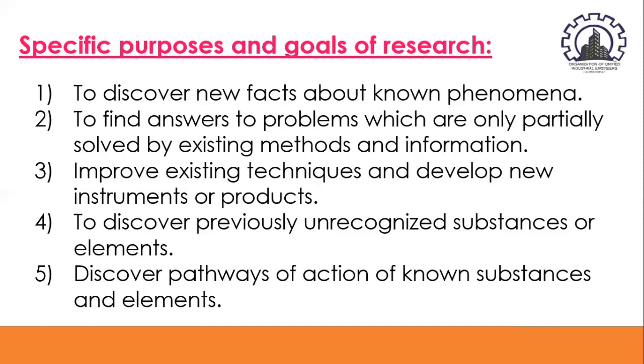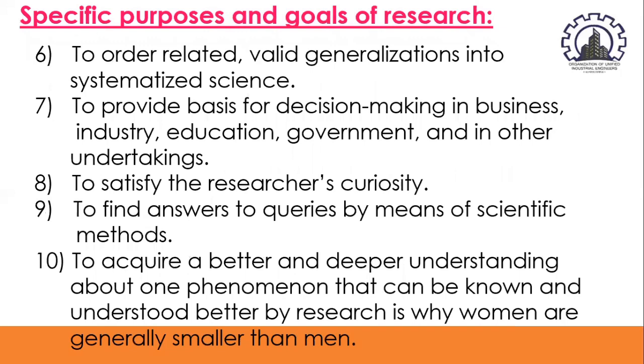And six, to order related valid generalizations into systematized science. Now, the result of this purpose of research is actually the science we are now studying in school. And number seven, to provide basis for decision-making in business, industry, education, government, and in other undertakings. Now, take note that one approach in decision-making is actually the research approach. This is basing important decisions upon the result of the research.